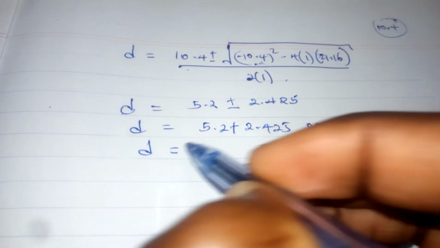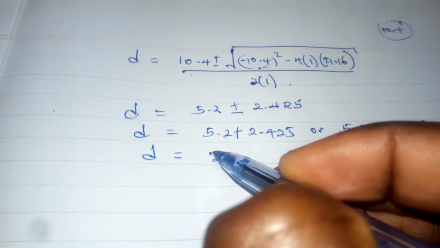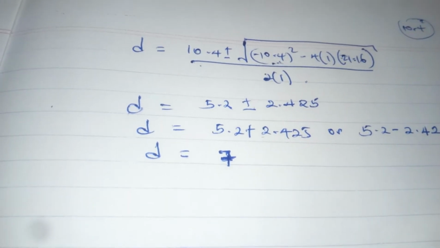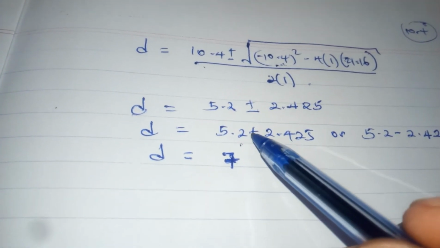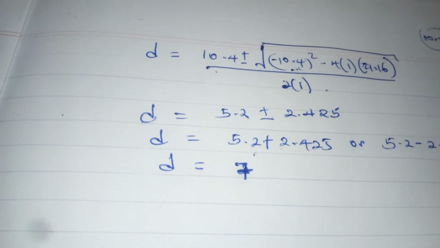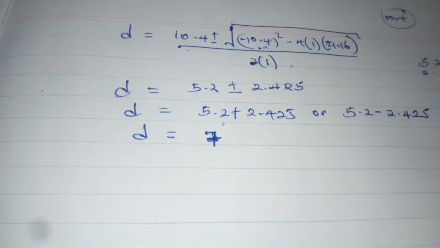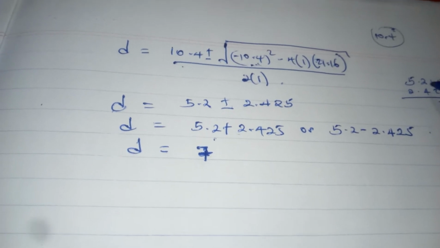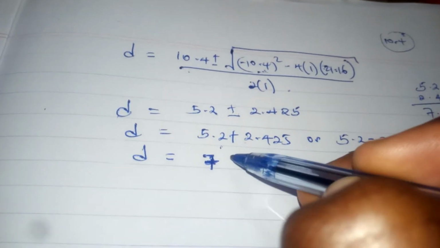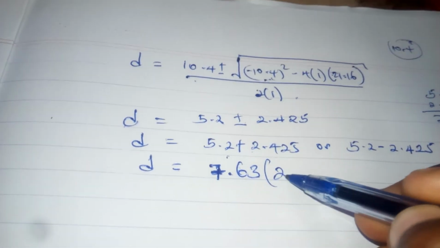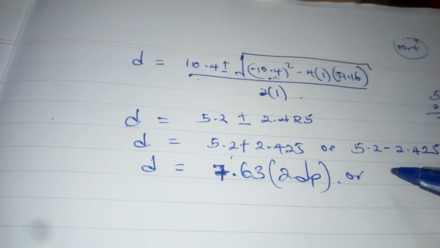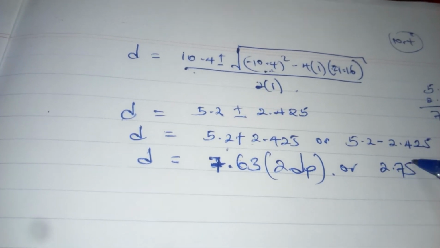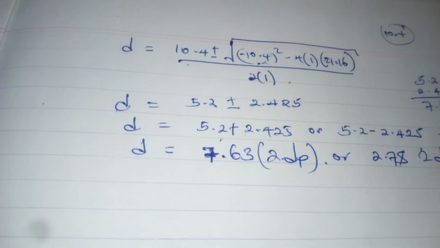So your values of d will be either 5.2 plus 2.425, which gives 7.63, to 2 decimal places, or when you subtract that, we come up with something like 2.78, also to 2 decimal places.